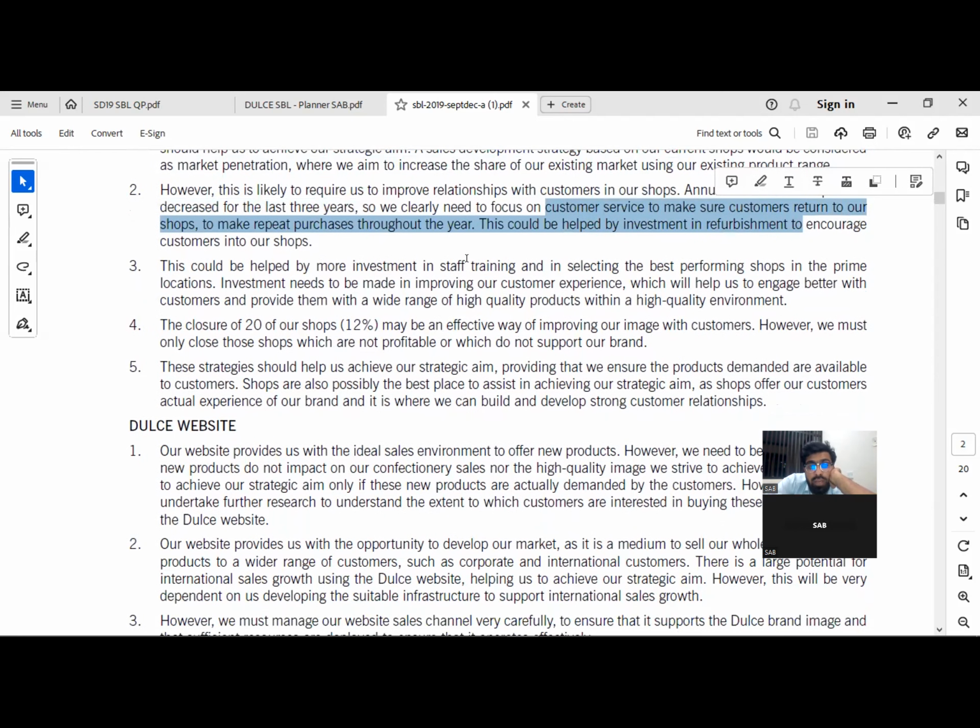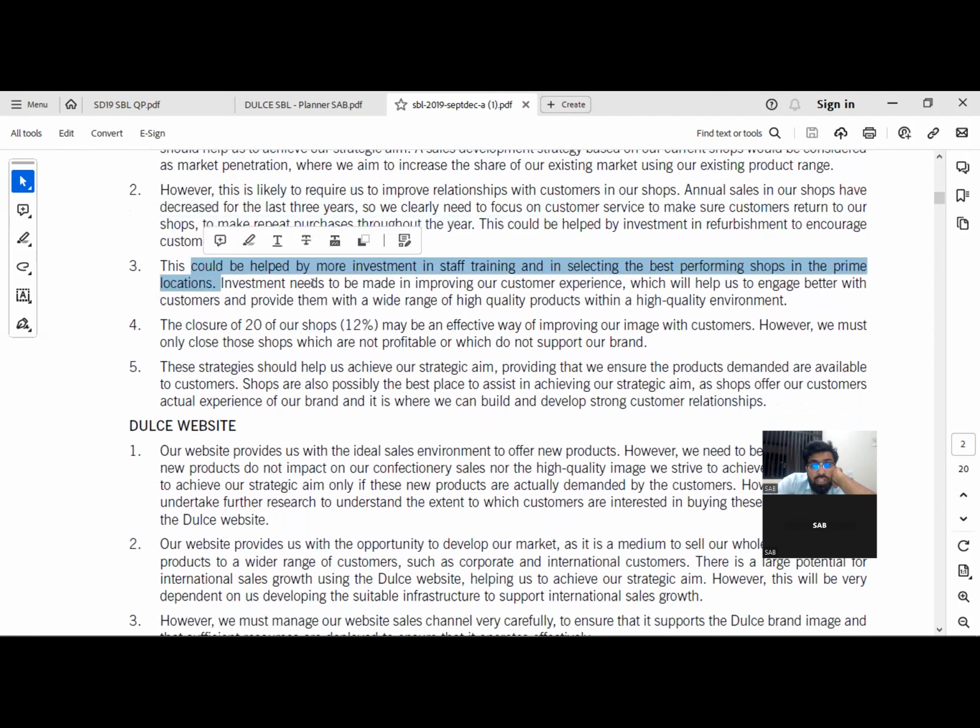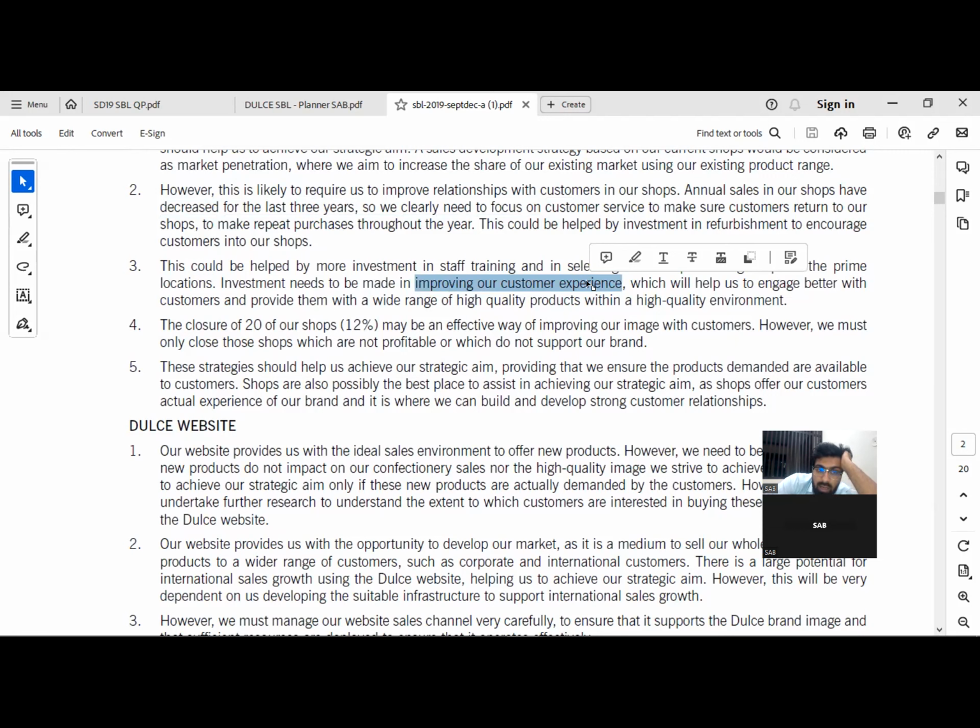This could be helped by investing more in staff training. Obviously, staff training could lead your staff to perform best in the prime locations. Investment needs to be done on the customer experience, right? If the customer experience is good, they're going to be giving you more money. They're going to be visiting you again and again. Like if I can give you an example of myself, if I like a particular ambience of a restaurant, I do visit regularly, right?